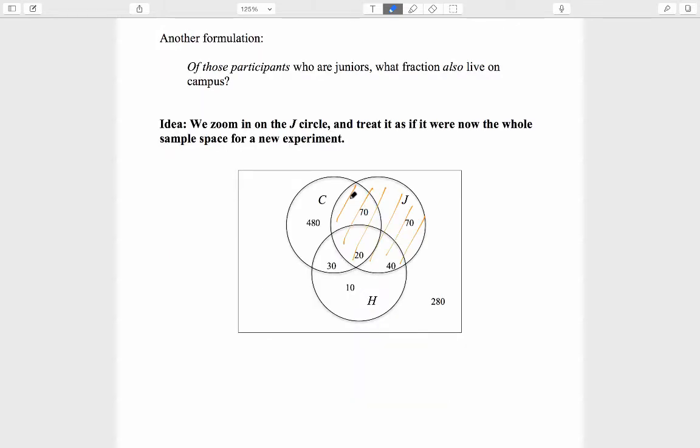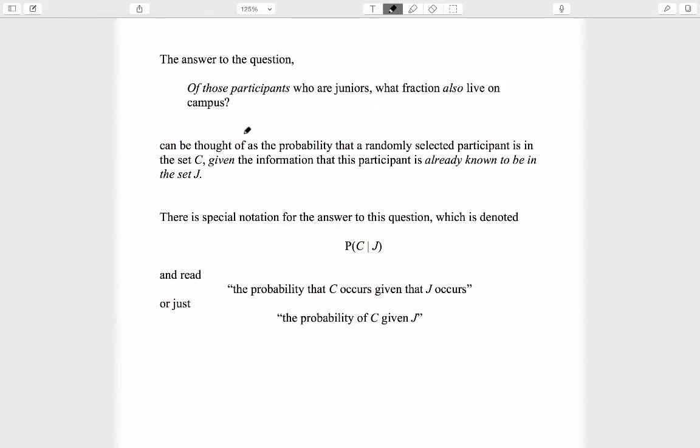So let's compute this. Of those who are juniors, those are shaded in orange here, what fraction also live on campus? Out of the 200 juniors, there are 90 who live on campus, and therefore this fraction is 90 over 200, which is 0.45. The answer to this question can be thought of as the probability that a randomly selected participant is in the set C, given the information that this participant is already known to be in the set J.